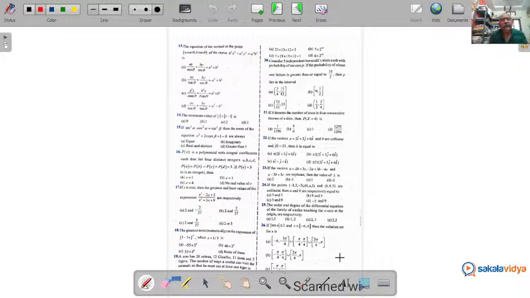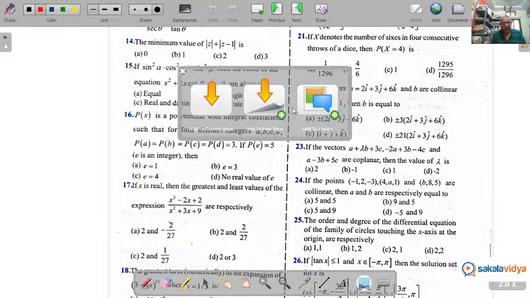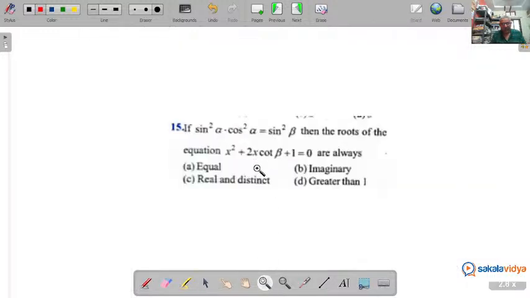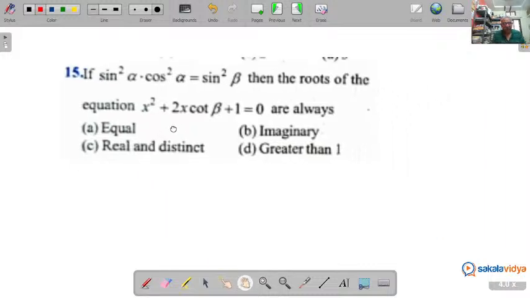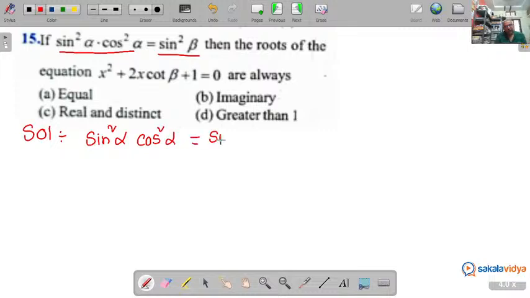Next question is the 15th question. Let us move to the 15th question. Today we shall complete up to 15 part 1. The next 15 questions we shall complete in the next class. See, this is the question. What is given? Sine square alpha into cos square alpha is equal to sine square beta. Say equation 1.